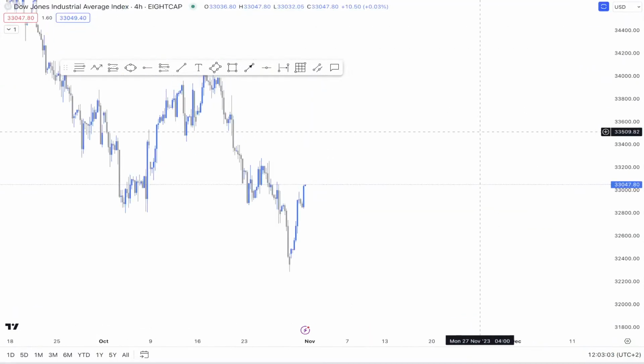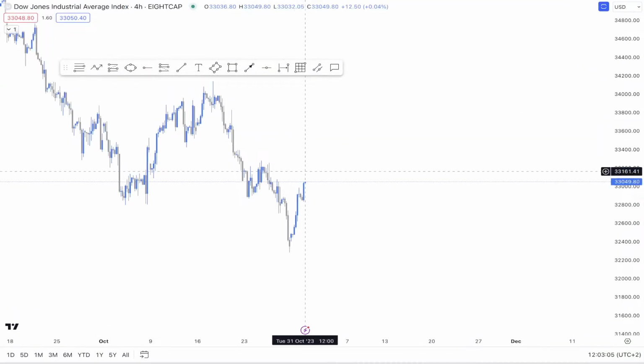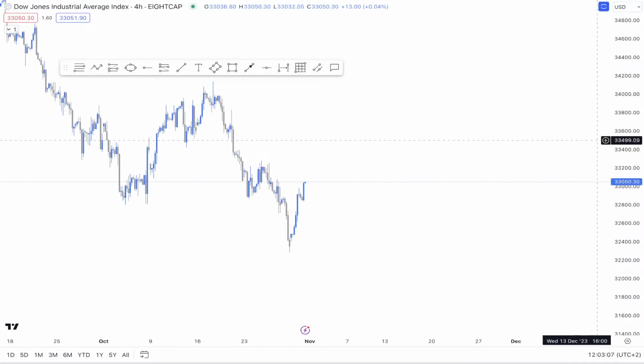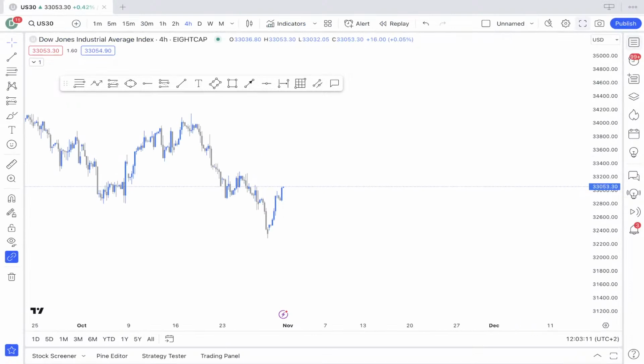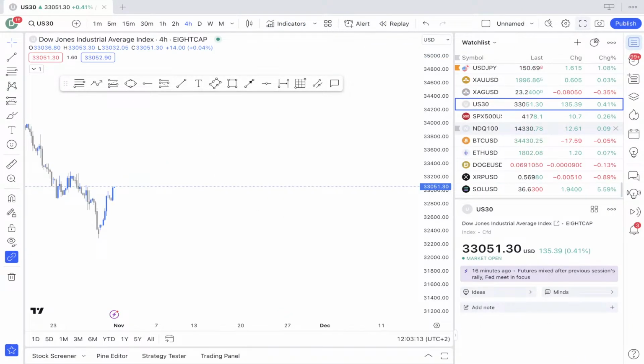I don't want to force anything on this pair. That's why I didn't mark up anything. I just want to see how price will develop and then look for some potential setups. Till then, I will just sit on the sidelines when it comes to US30.